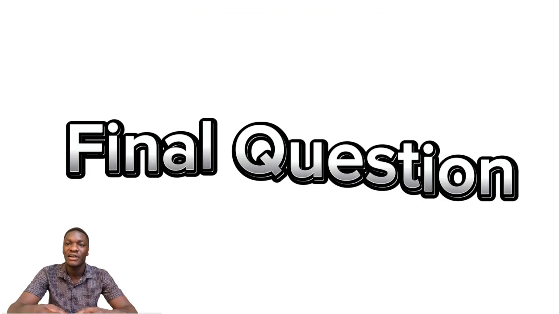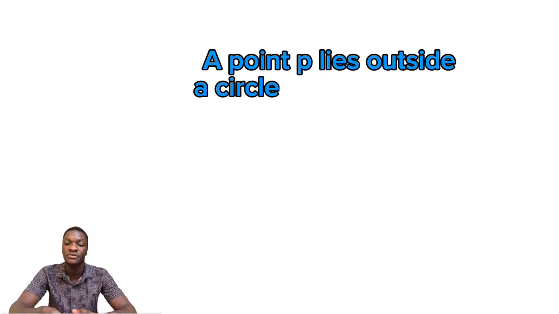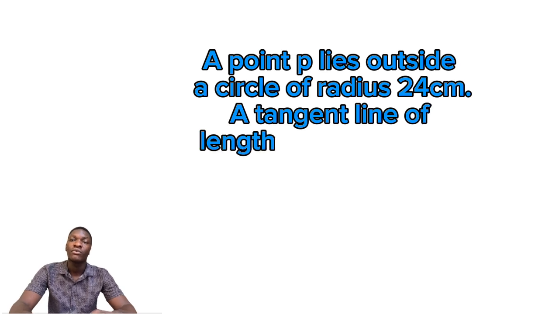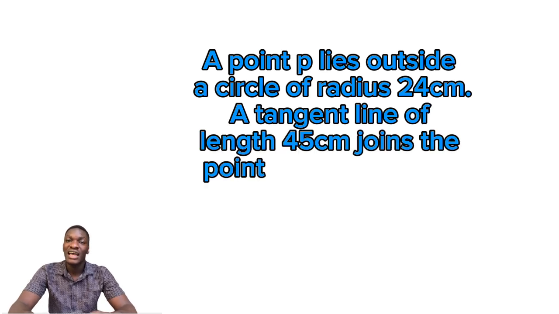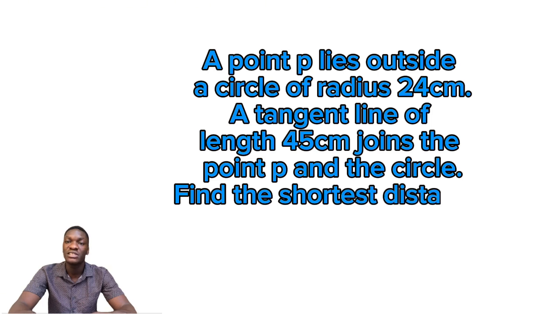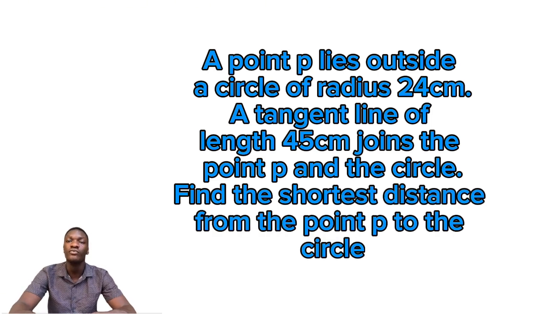Let's take a final question. A point P lies outside a circle of radius 24 centimeters. A tangent line of length 45 centimeters joins the point P to the circle. Find the shortest distance between the point P and the circle.